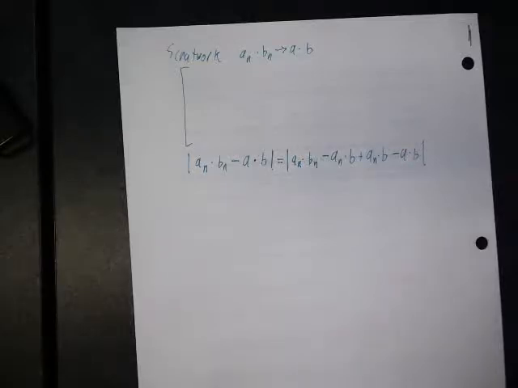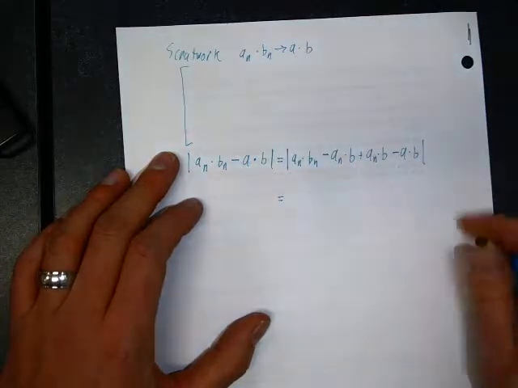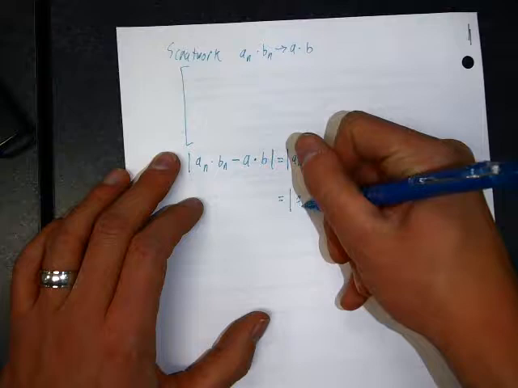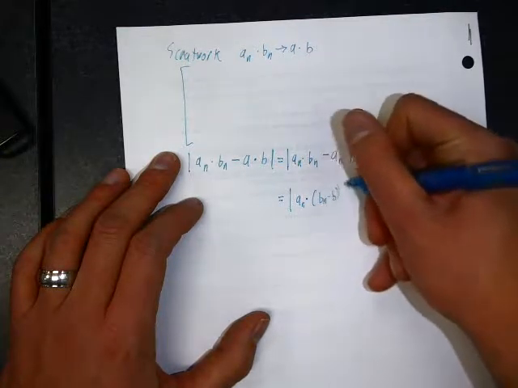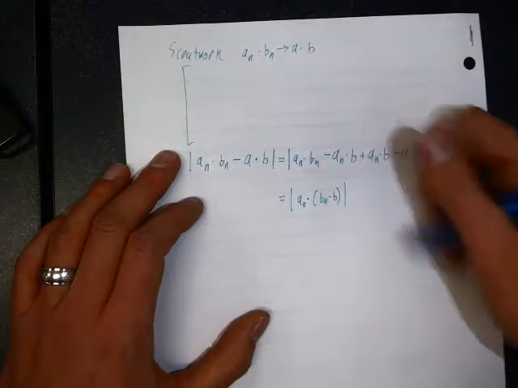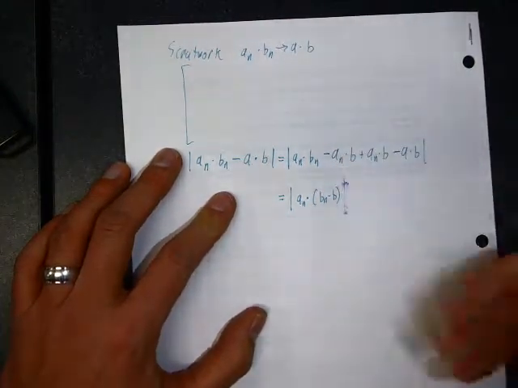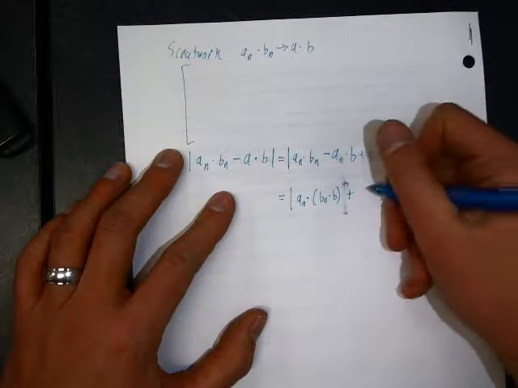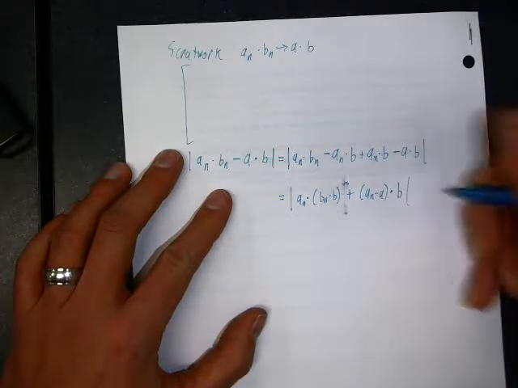So let's proceed. Now I can factor an a_n out of these two terms, absolute value of a_n times b_n minus b. And remember, this is just scratch work, so I'm probably putting more detail here than I generally would. Plus, these ones I can factor a b out of, a_n minus a times b.